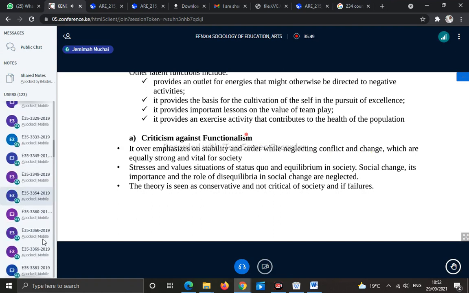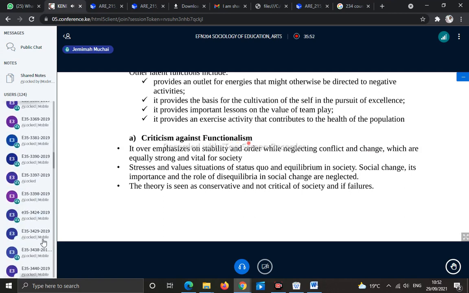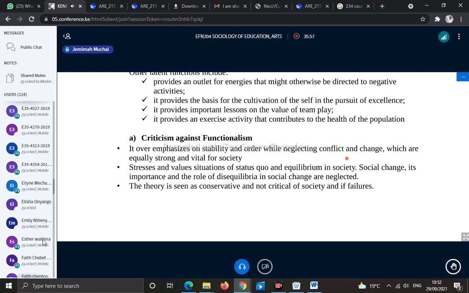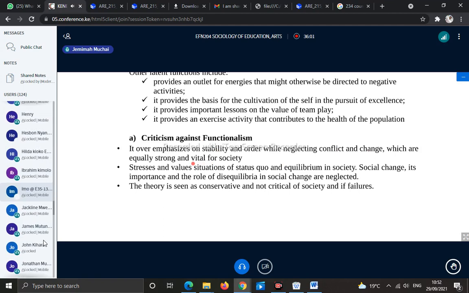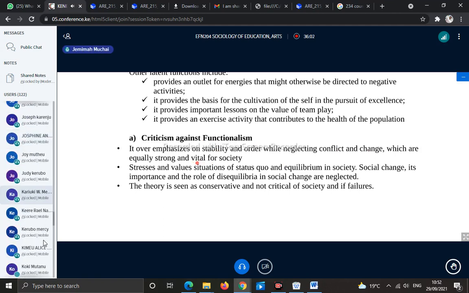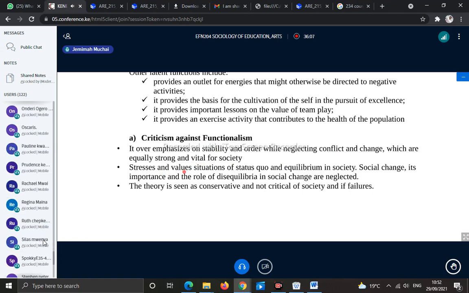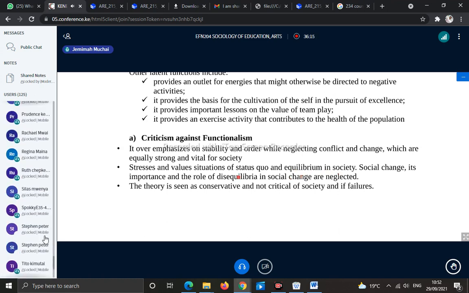So this structural functionalism just deals with stability and order, but not conflict and change, which are usually equally strong and vital for society. It stresses the status quo and equilibrium in society. Status quo, that is the state as it is.